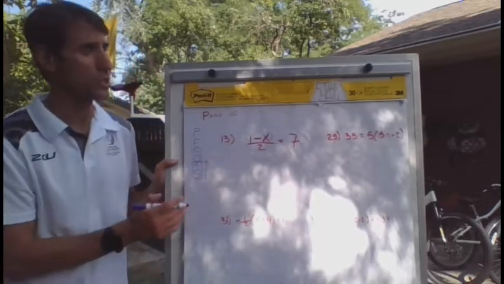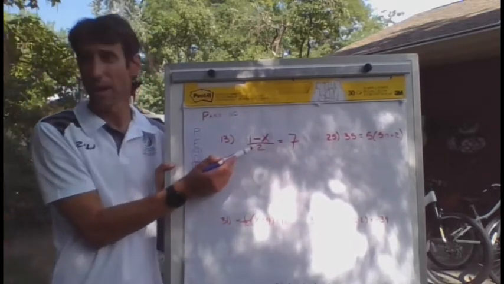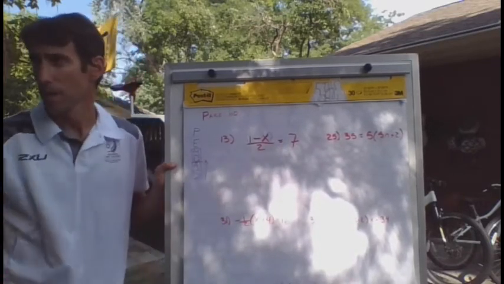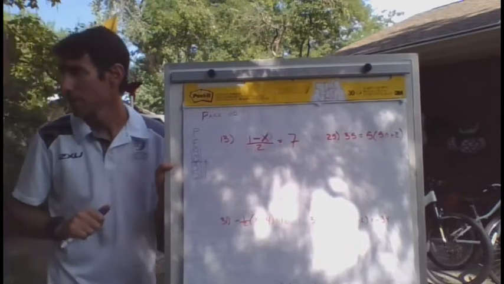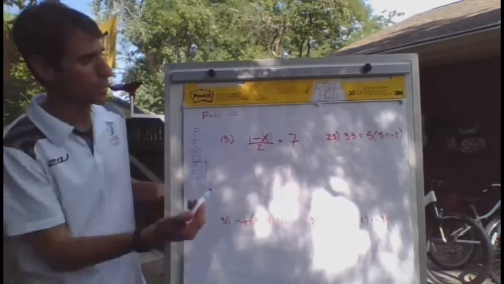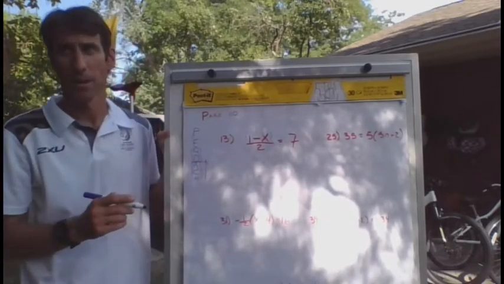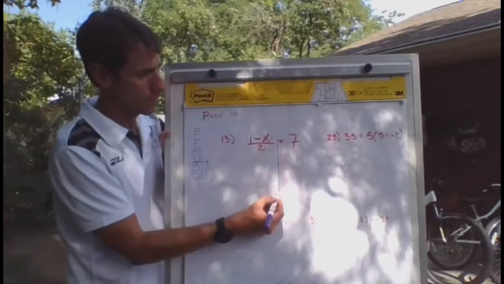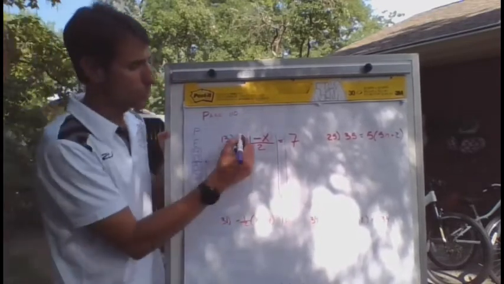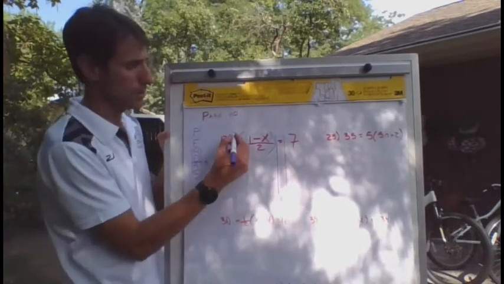So let's ask the question. What do I need to deal with first? Do I need to deal with the divided by 2 or the piece that's in the parentheses? Divided by 2. Now we are undoing this. So what is the opposite of dividing by 2? Multiplying by 2. So I'm going to draw my train tracks, and I'm going to multiply this whole side by 2.